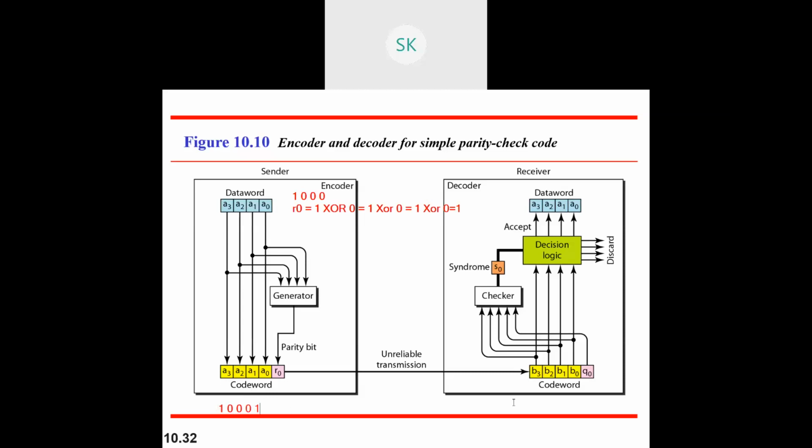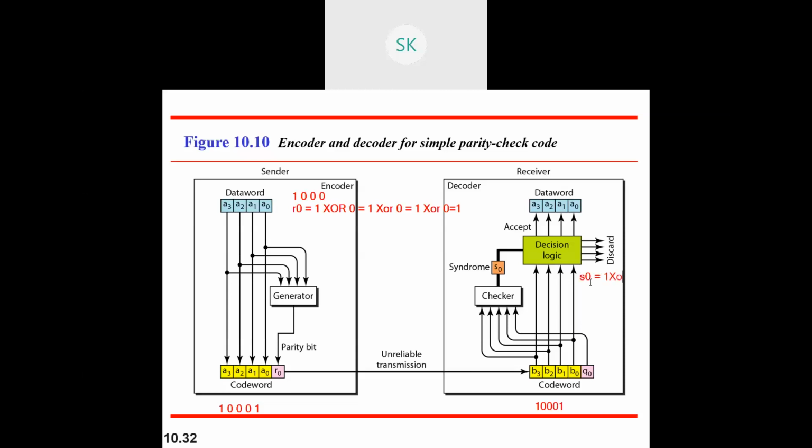Now this will be transmitted using the unreliable transmitter. Once it reaches the receiver end, it will receive the bits 1 0 0 0 1, the same bits. What the receiver does is very simple. It tries to calculate once again the same scenario in the reverse order. So it will have the notation s0. s0 will be equal to the most significant bit, 1.